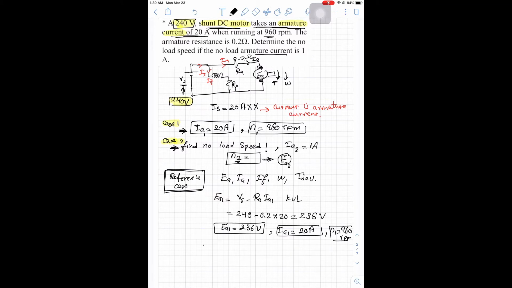Now can we calculate I field? For case 1, to calculate I field, it's V field over R field. We know that V field equals V source because we have a shunt machine, so the voltage across the field is the same as the voltage of the source. So I field is V source divided by RF. This current is 240 divided by RF, but we don't have RF. So let's see, do we actually need to calculate this current or not? Now, let's go to case 2.